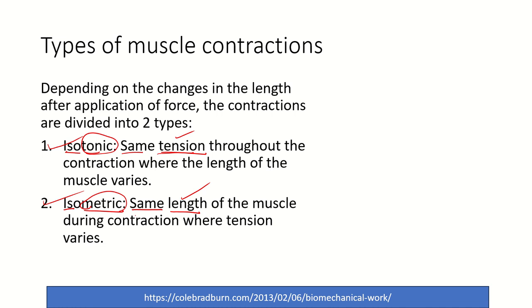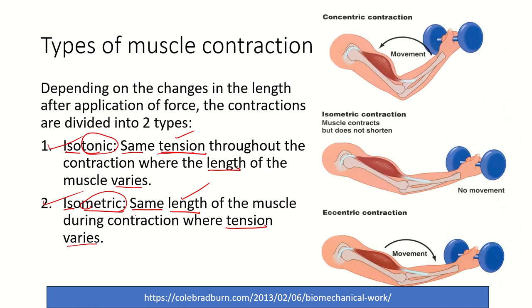So if the same thing is tonic and metric, what should be different? In isotonic, there is variation of the length, and in isometric, there is variation of the tension of the muscle. The diagrammatic representation is this: concentric, isometric, eccentric. Isotonic has two types: concentric and eccentric. Concentric means shortening. This one. Isometric is no change in the length. Eccentric is this one.